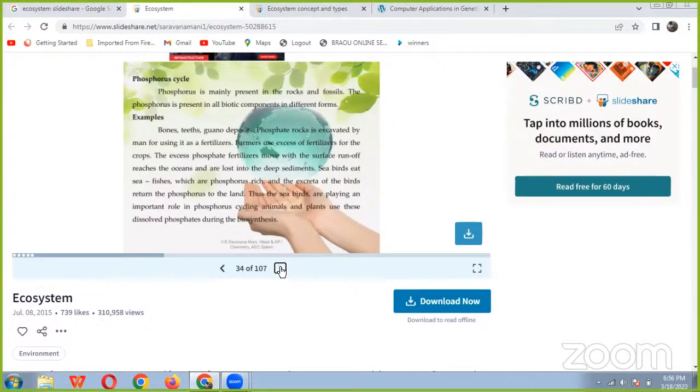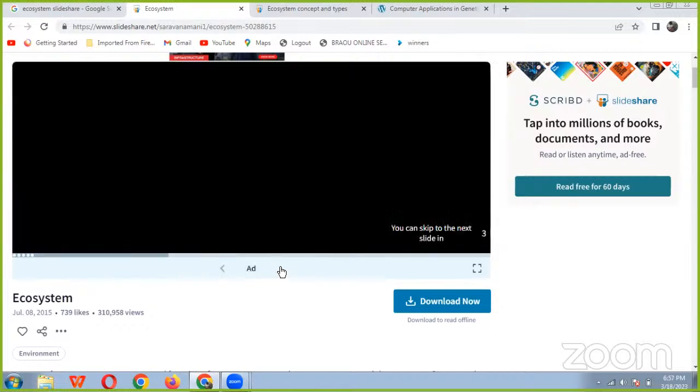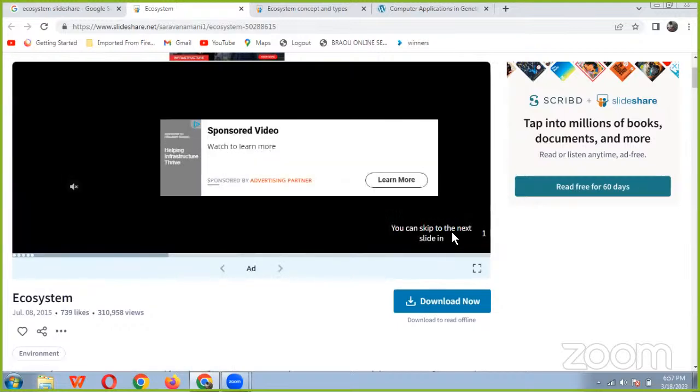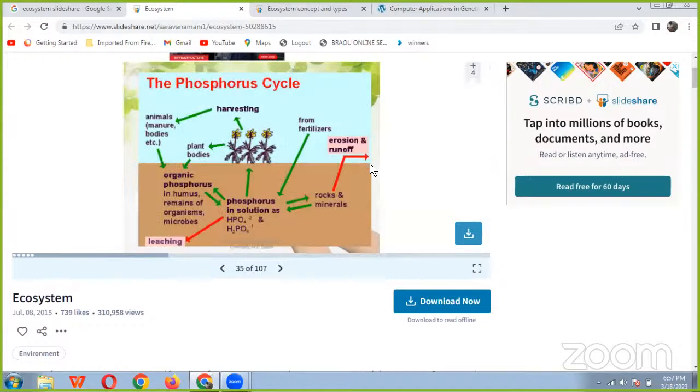Seabirds also eat sea fishes that are phosphorus rich, and return the phosphorus to the land. The birds, especially the seabirds, play an important role in phosphorus cycling. Animals and the plants take up the dissolved phosphorus during photosynthesis. This is the phosphorus cycle.